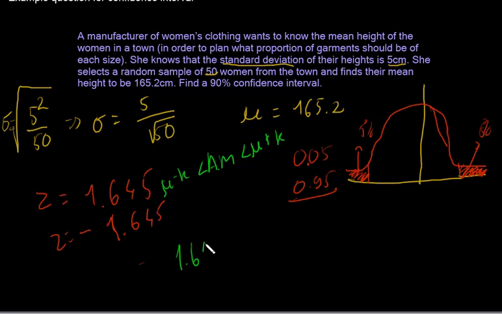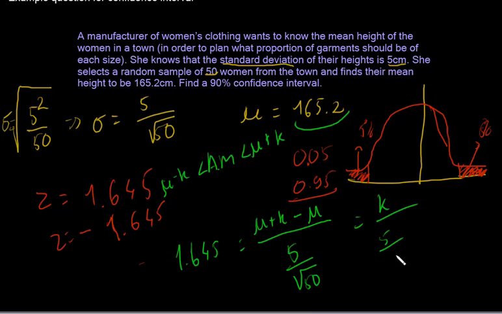So 1.645, the z, is equal to the mean plus k minus the mean, where the mean in this case is 165.2, over the standard deviation. The standard deviation is 5 over root 50, so this is equal to k over 5 over root 50. So then we get k. So k is equal to 1.16.